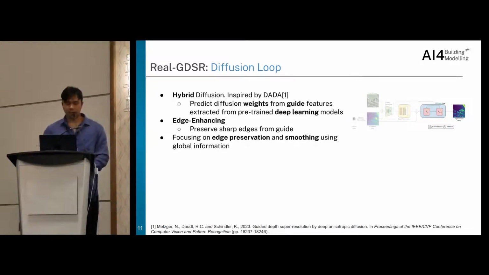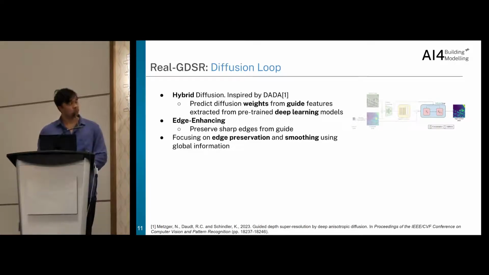And this is further enhanced by the diffusion loop network, which is a hybrid diffusion. It is actually inspired by work already done by people from ETH, if I'm not mistaken, which is using hybrid diffusion. It's basically anisotropic diffusion, but instead of getting the guide from the actual input, it's using the features of a guide or additional information. In this case, it's an optical image, and it's using features extracted from pre-trained deep learning models as backbone, like ResNet, or other models.